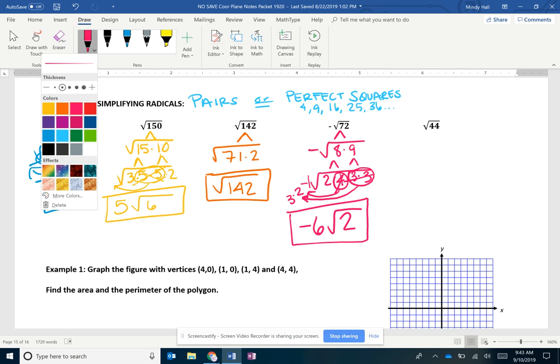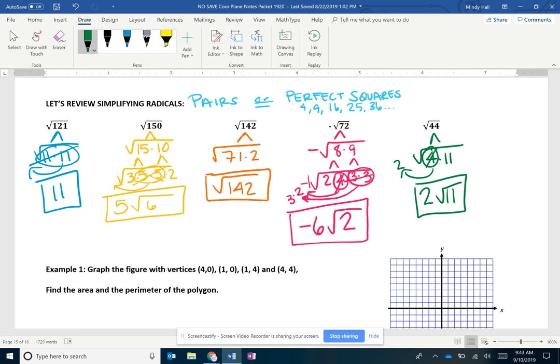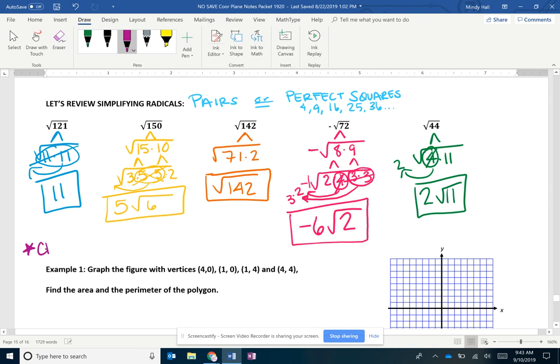Okay, so then last but not least, we have 44. So 44 we can break into 4 times 11. I see my perfect square, I move it out, and I have 2 square root of 11. So one way to check your answers, if you want, is to take the number outside and square it, times your number inside.